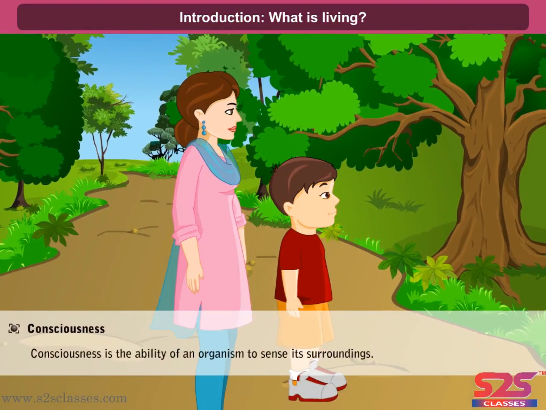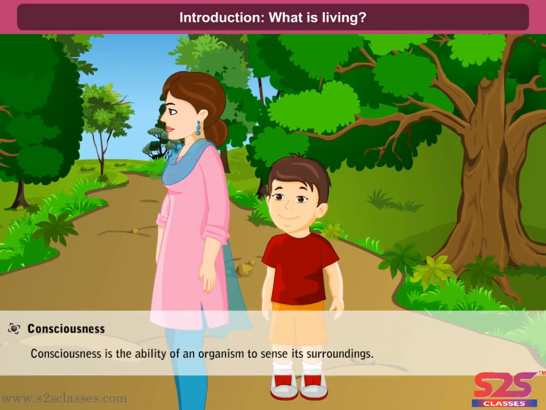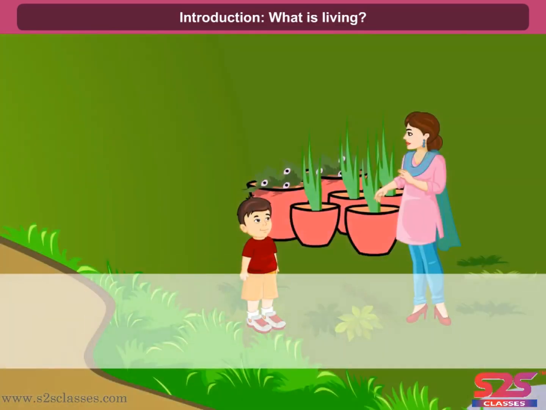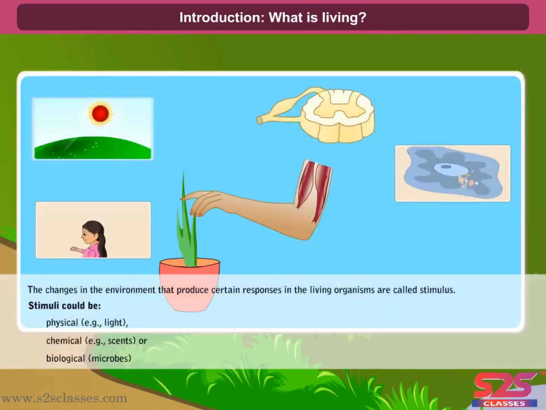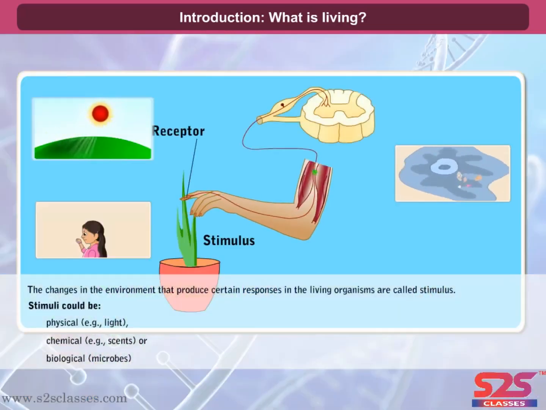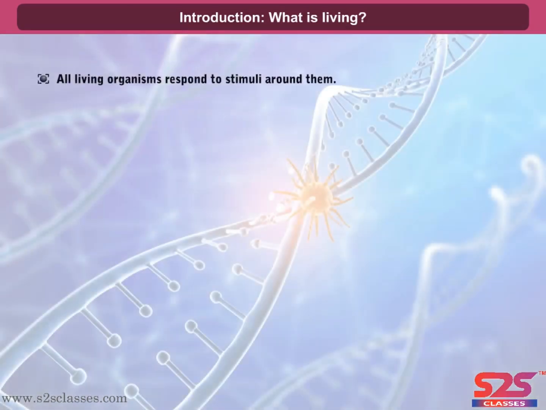Consciousness. Consciousness is the ability of an organism to sense its surroundings. The changes in the environment that produce certain responses in the living organisms are called stimulus. Stimuli could be physical, example light, chemical, example scents, or biological, example microbes. All living organisms respond to stimuli around them.